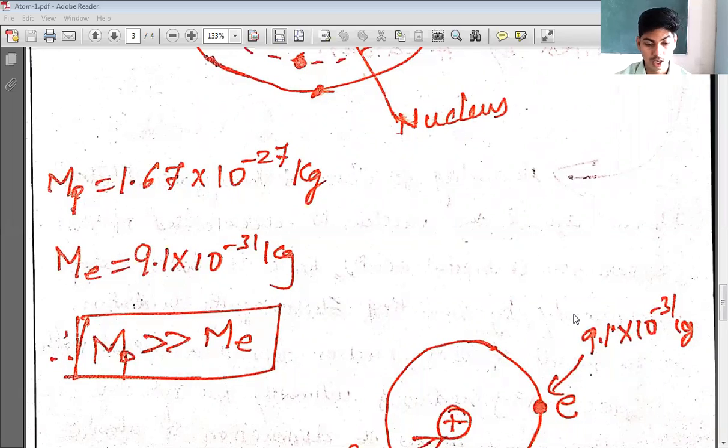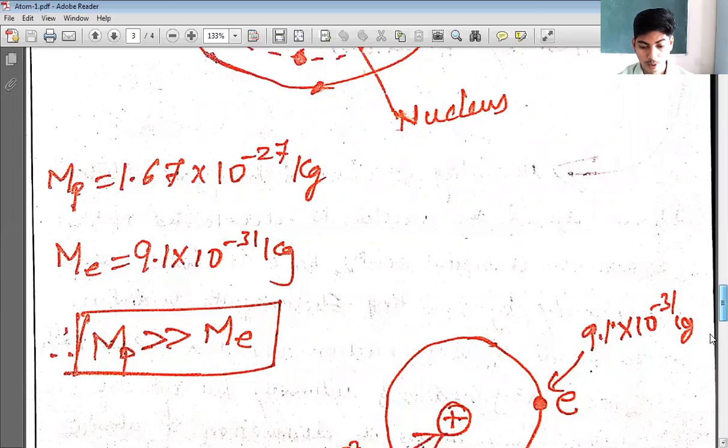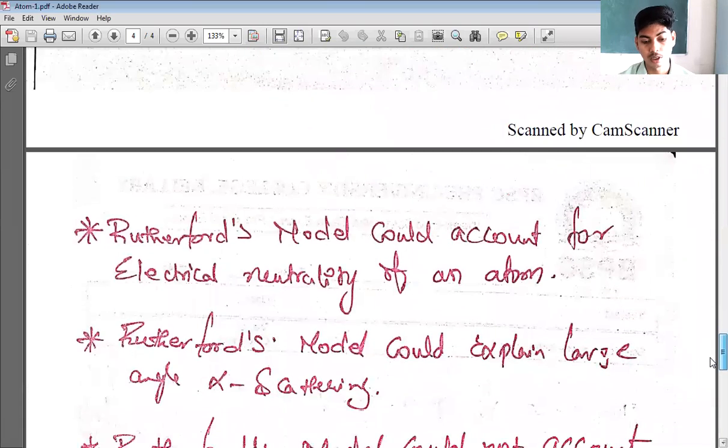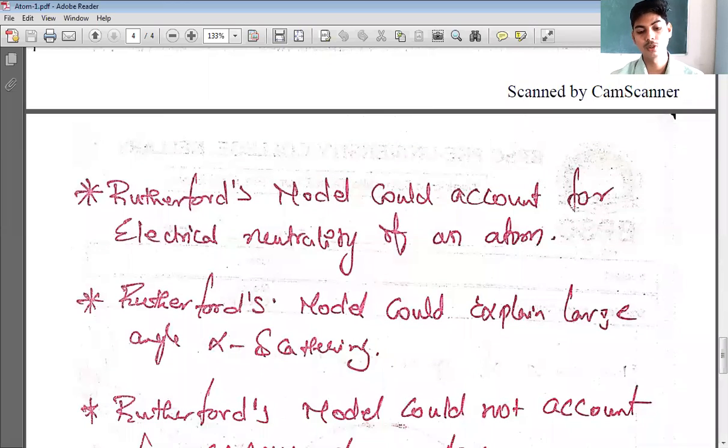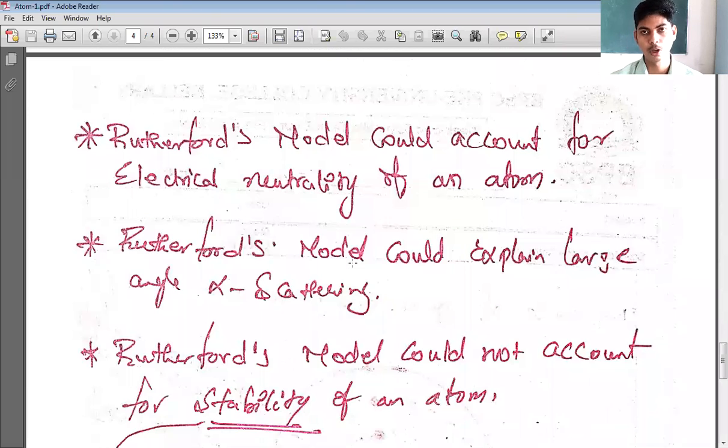So this is regarding Rutherford's atom model. Read this Rutherford's atom model. Then there are some failures and successes of Rutherford's atom model, which you should also know. Rutherford's atom model could account for electrical neutrality of an atom. Obviously, the amount of positive charge on the nucleus is equal to the amount of negative charge on the electrons. This is a success of Rutherford's atom model.